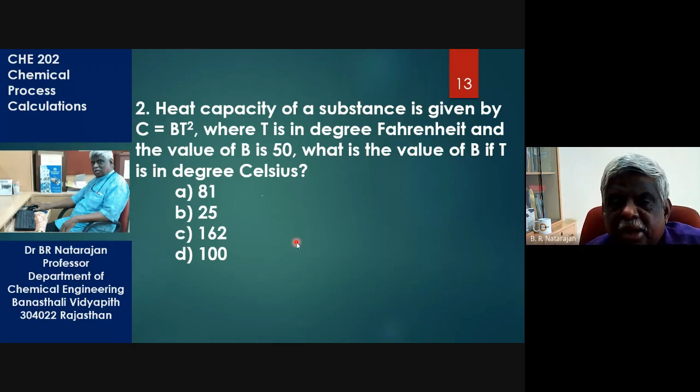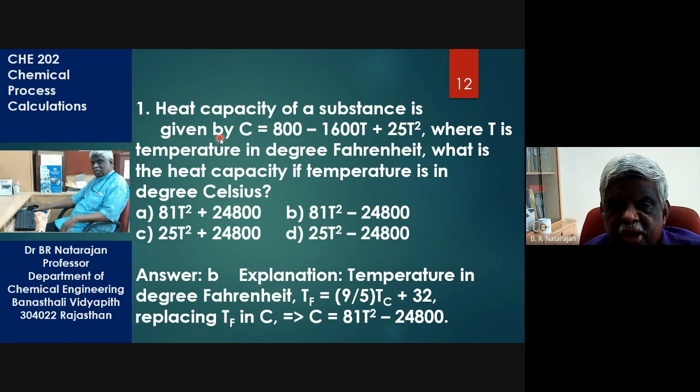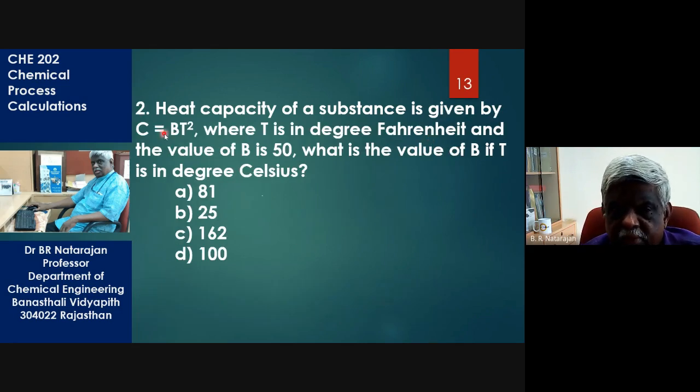Again, heat capacity is given by C is equal to B T square. See, many researchers have found the relation between heat capacity and temperature. Somewhere this expression came, some research. Another research it came C is equal to B T square. T is in degree Fahrenheit and the value of B is 50. Find the value of B if T is in degree Celsius.